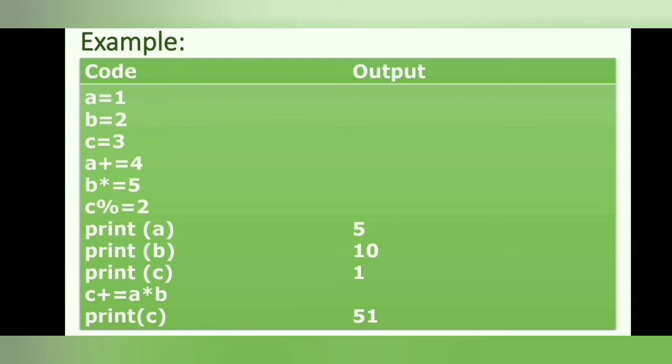Then the result will be added to the value of C. Then the final result will be assigned to C. The new value of A is 5, which will be multiplied by the new value of B, which is 10. After multiplication, the intermediate result is 50, that is 5 multiplied by 10. Then 50 is added to the new value of C, which is 1. So the final result is 51. The augmented assignment operator is performed last, after all the operators in the statement are evaluated.